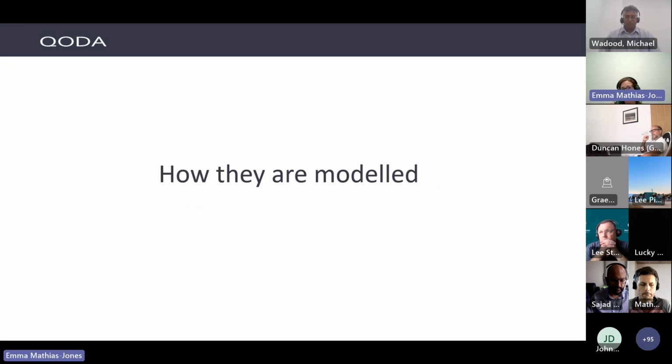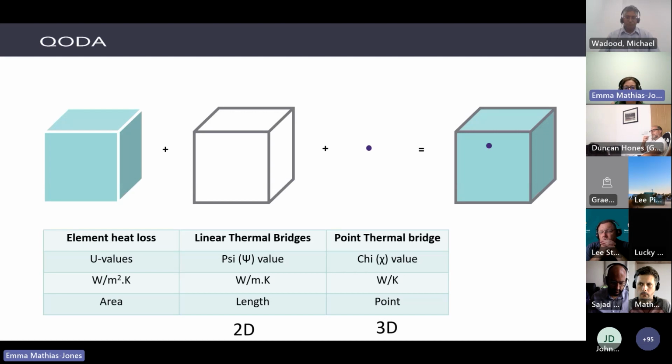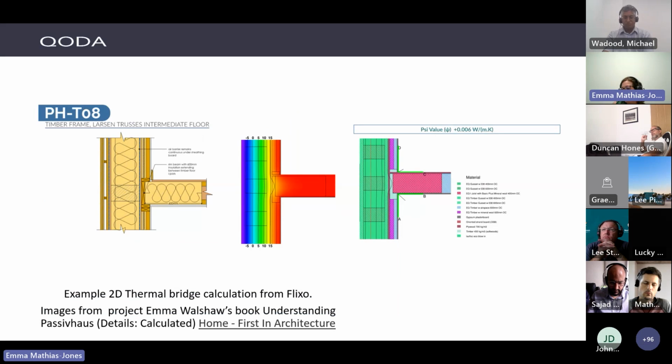And then how do we model them? So we know where they are, but how do we model them? Your linear thermal bridges are typically modeled in 2D, and your point thermal bridges are in 3D. This will vary depending on the complexity and conductivities, but that's just a rough guide. And there's loads of different software available. So Flixo, Therm, Heat 2D, 3D, Xitherm, Comsol, and things. So this is just an example from Flixo.